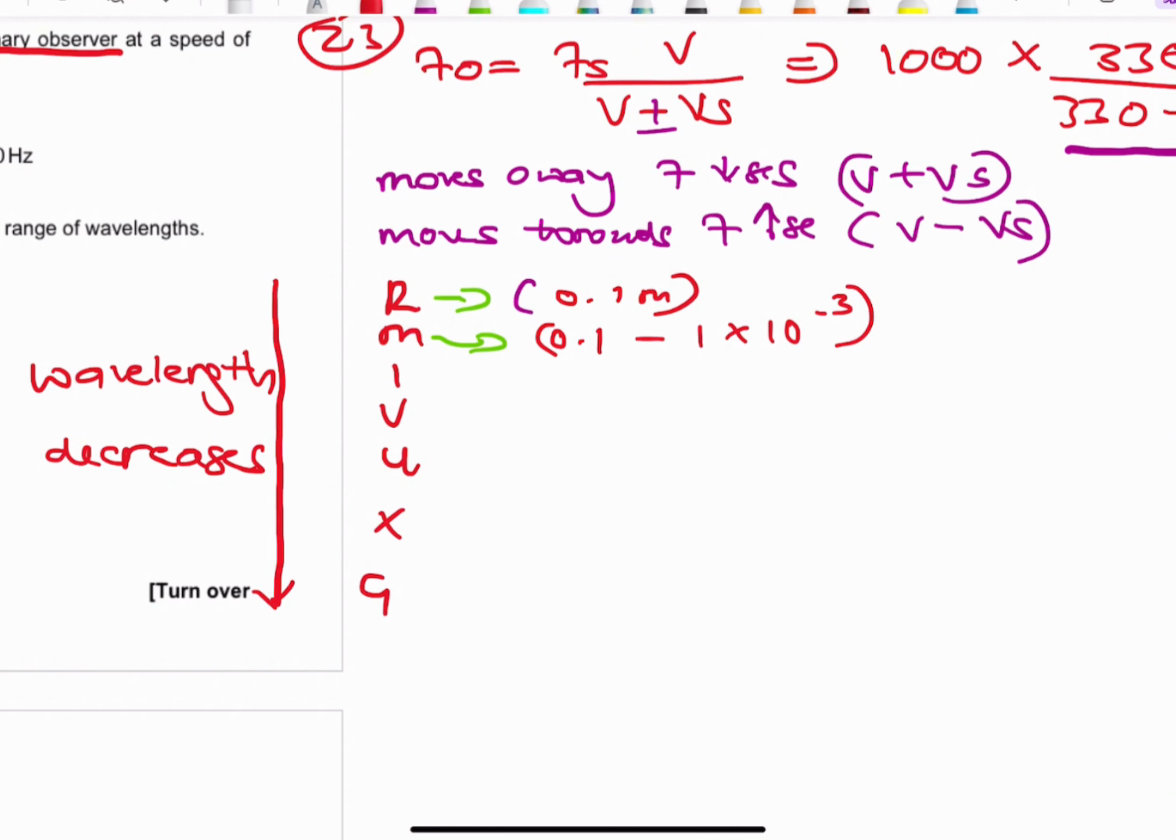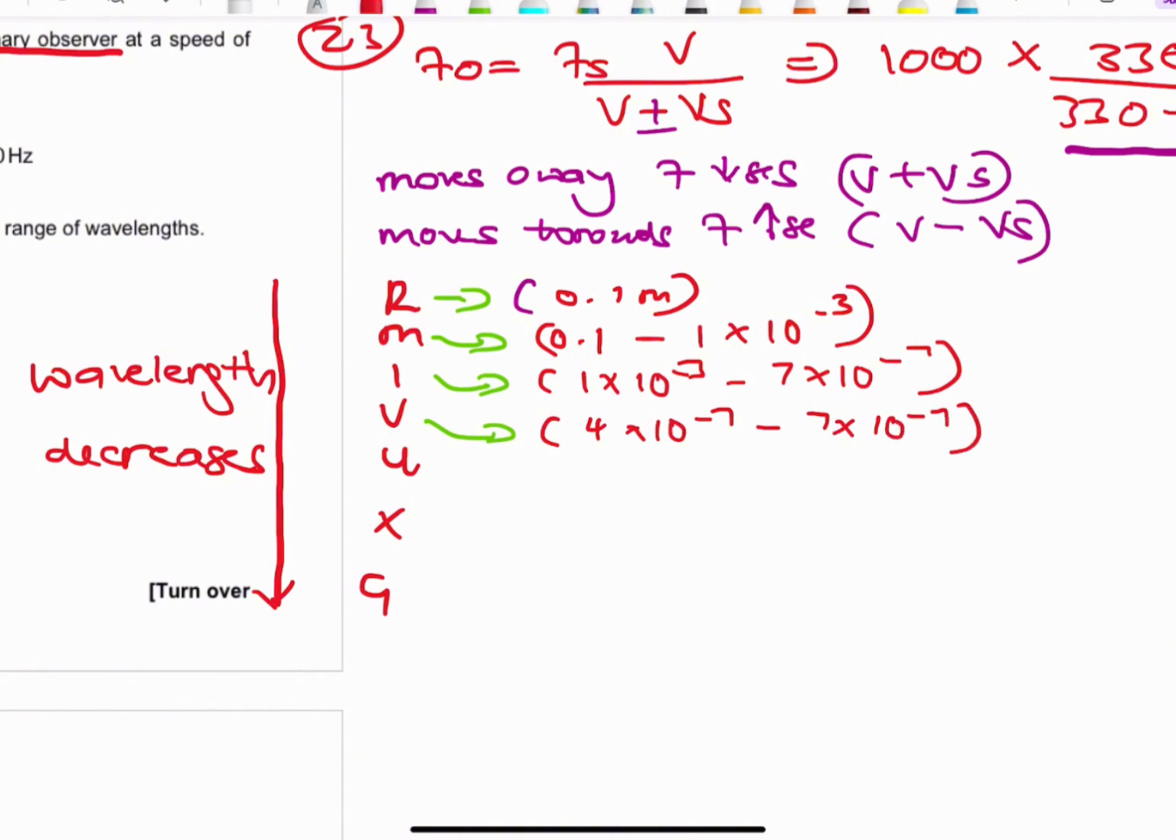Then for infrared, it's basically going to be from, I think, 1 times 10 to the power of -3 up until 7 times 10 to the power of -7. For visible light, it's going to be from 4 times 10 to the power of -7 to 7 times 10 to the power of -7. For ultraviolet, it's basically going to be from 4 times 10 to the power of -7 to 1 times 10 to the power of -8. Very important.